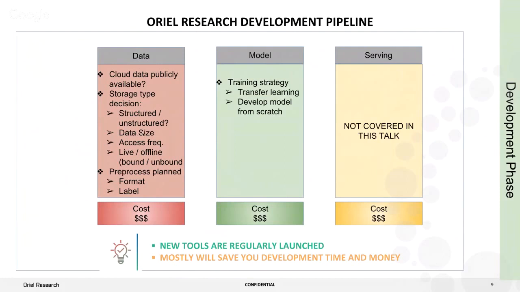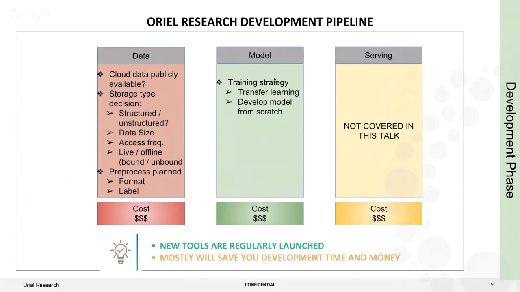What is the data size? How often are you going to access it? This is affecting your cost. Is it going to be live or offline data? Batch, bound, unbound data? This is a question you want to ask yourself. And what is the pre-processing that you're planning to do? Is it going to be formatting, labeling the data, and so on?